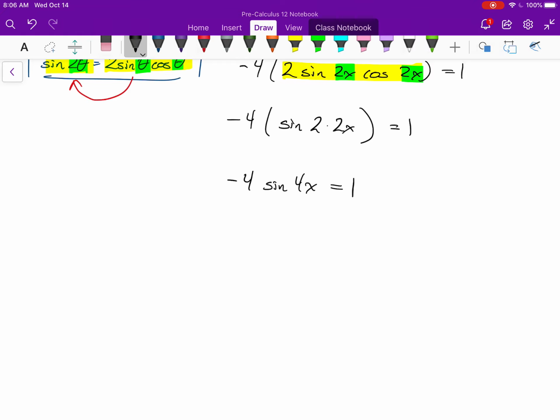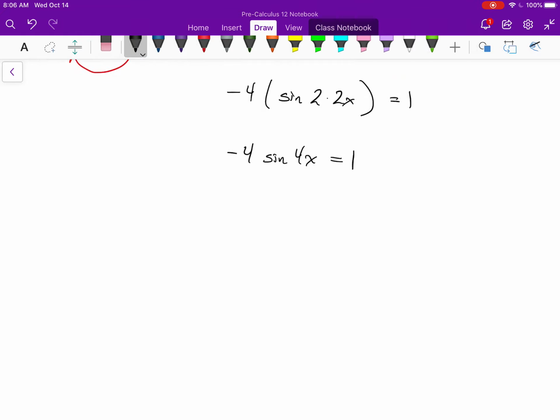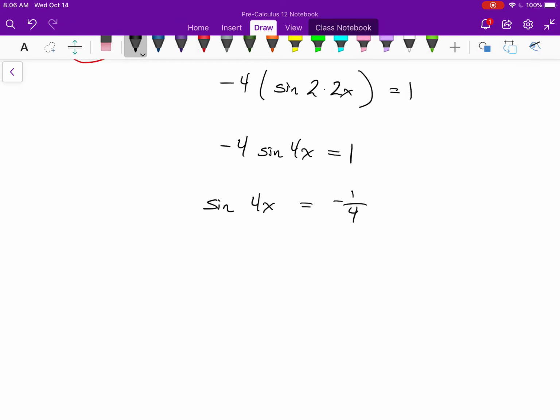Well, let's divide both sides by negative 4 and isolate my sine function. The sine of 4x equals negative 1/4. Okay, now this connects back to the end of chapter 5 because I have this 4 right here.